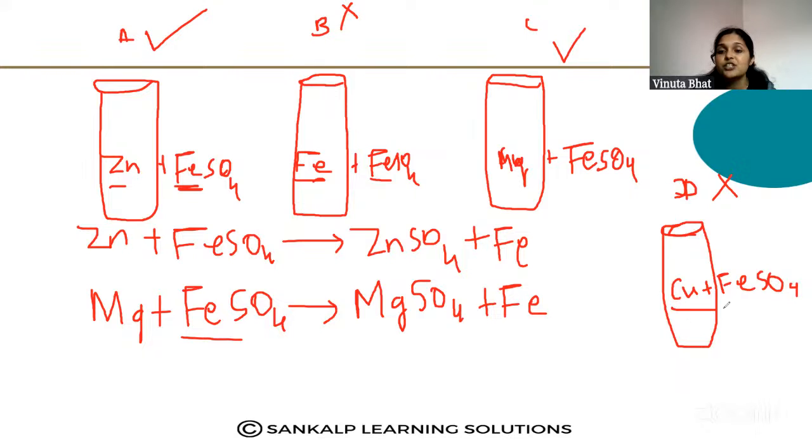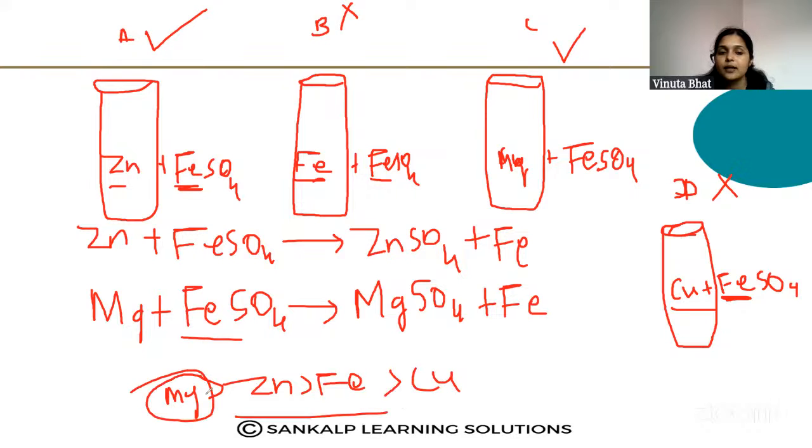But copper has less reactivity than iron, so it is not able to displace the iron from its solution. Okay, so that is the reason. These reactions are all based on the reactivity series. Magnesium has more reactivity than zinc, then iron, then copper. So here magnesium has the most reactivity. Okay, so this is the answer.